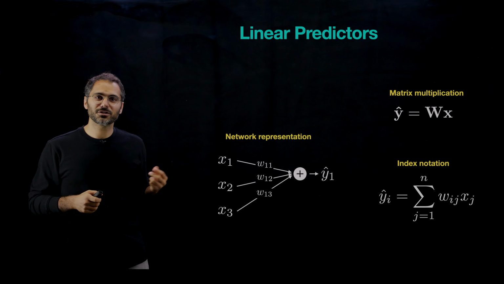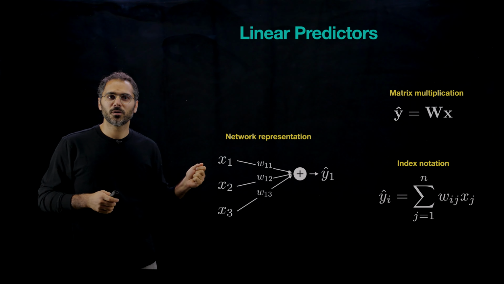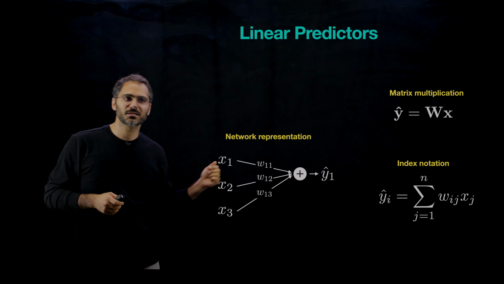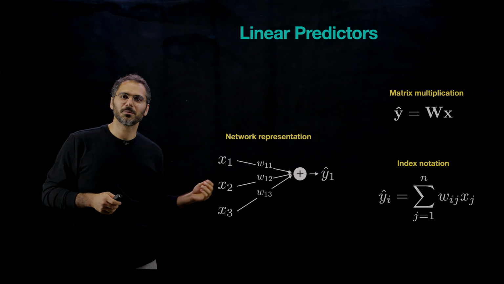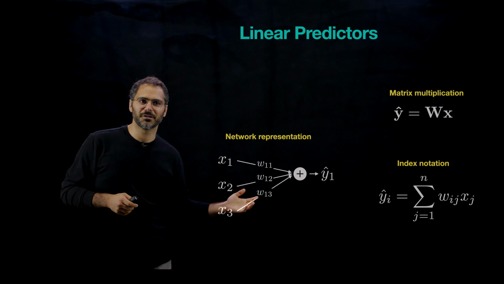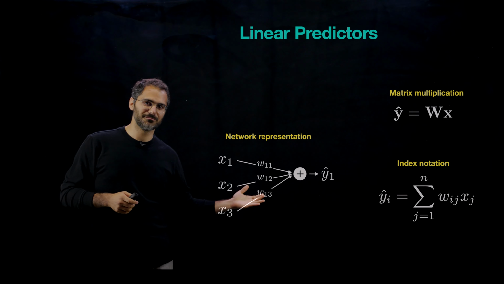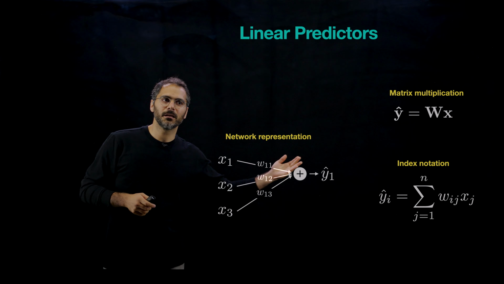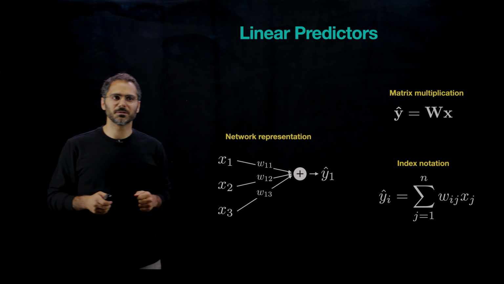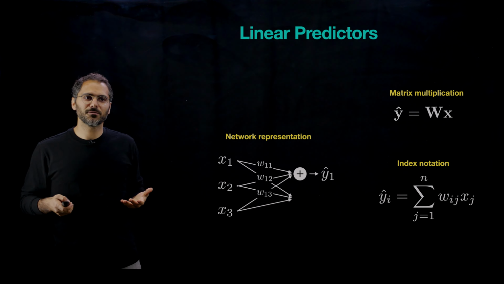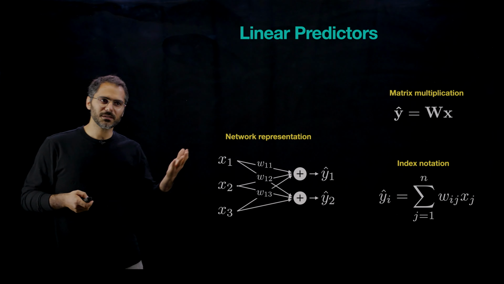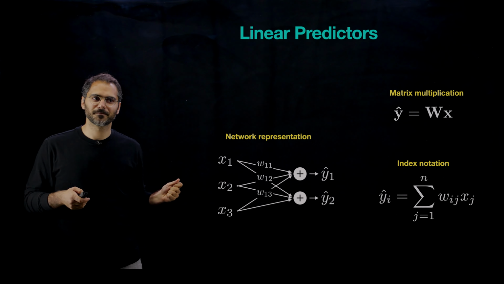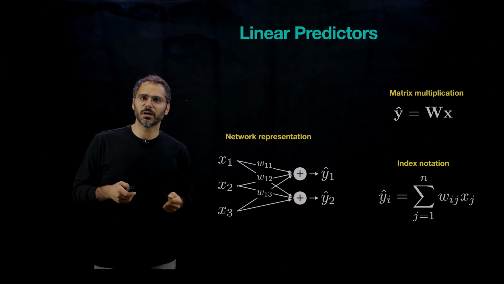So to get the first element of y hat, what we do is x1 times w11 plus x2 times w12 plus x3 times w13. This is a simple matrix multiplication, and then we sum these to get the first element. You do the same thing with the second element. Now it would be w21, w22, and w23, which will give you the second element, y hat 2.